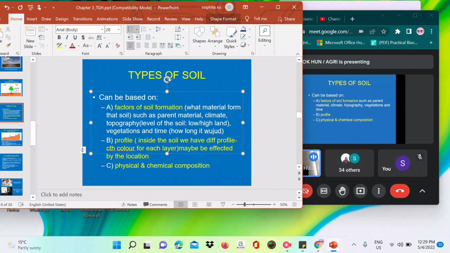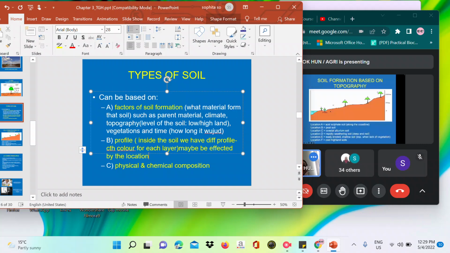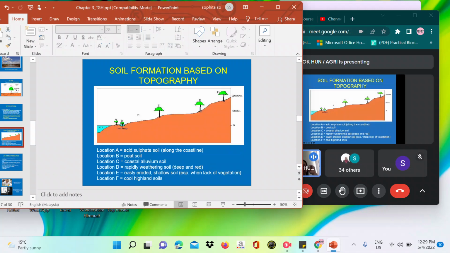So, soil formation based on the topography. For example, you can see this picture, with locations A, B, C, D, E, F. This is the sea level. For location A, the type of soil is mainly acid sulfate soil. This is normally along the coastline, that means at the sea level. At location B, slightly higher, normally we have peat soil. Location C, a bit higher, coastal alluvium soil.